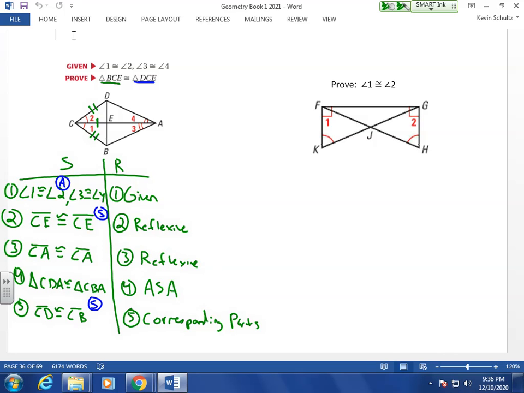What do I have? I have 2 sides and an included angle. Step 6, I can indeed say that triangle BCE is congruent to triangle DCE because of side, angle, side. Okay.